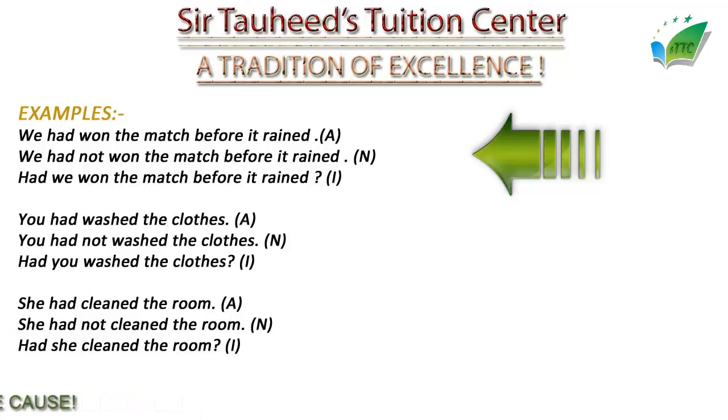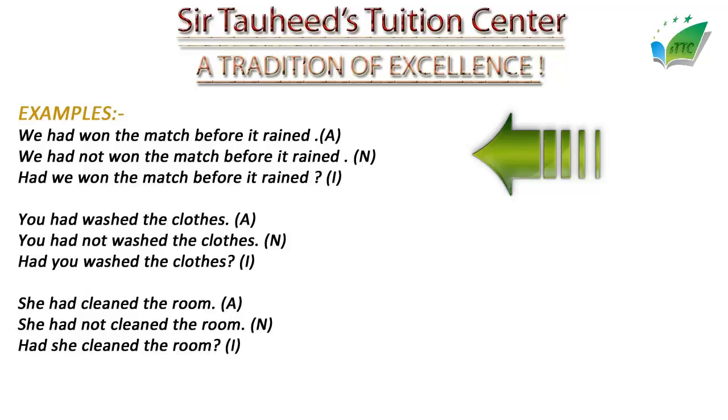Now if we want to make it a negative sentence, we only have to use not after the helping verb, which is had. We had not won the match before it rained, and this is a negative sentence. It means that when the rain started, before it, we had not won the match. Means the match was not stopped, it was not finished.